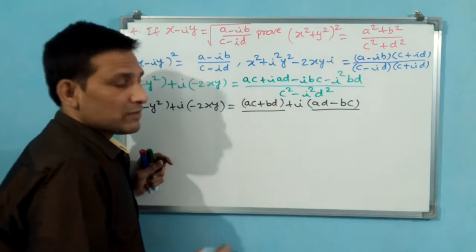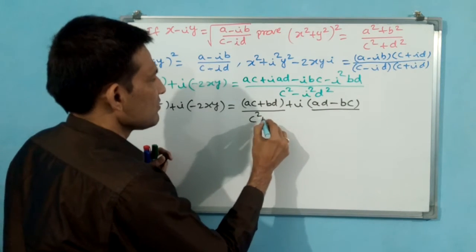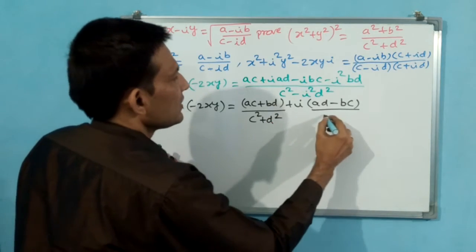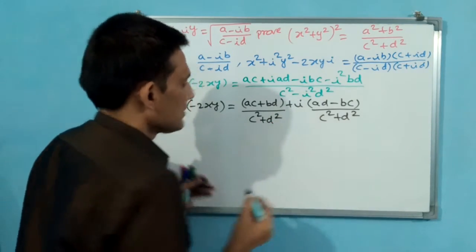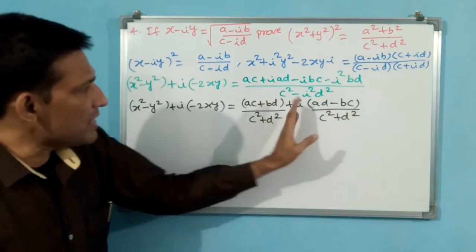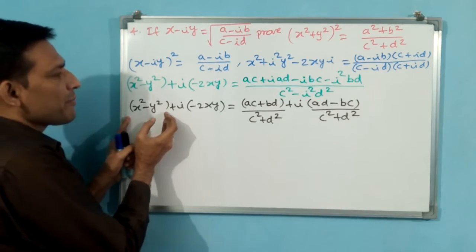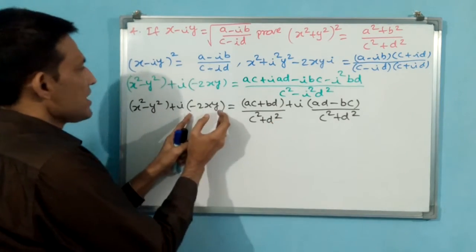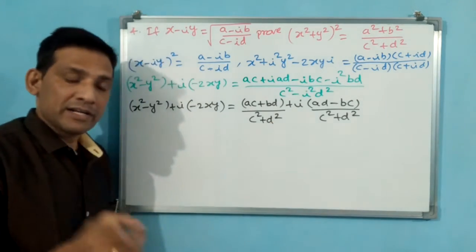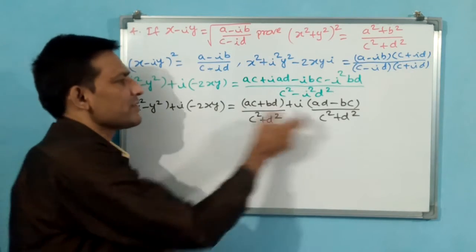i square is minus 1. Minus of minus is plus. That means c square plus d square. Write down c square plus d square. Okay. Now see, this is the imaginary part, this is the real part. Equal to is there. That means real part is real part, imaginary part is imaginary part. I have already told you, equal complex numbers mean the real part has to match and the imaginary part has to match.